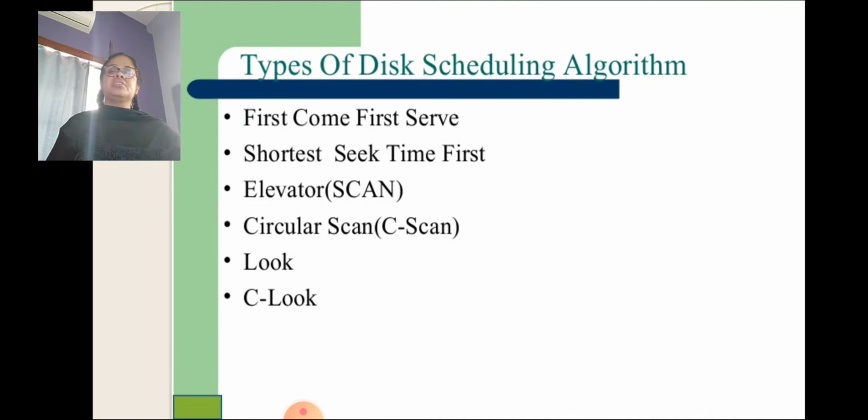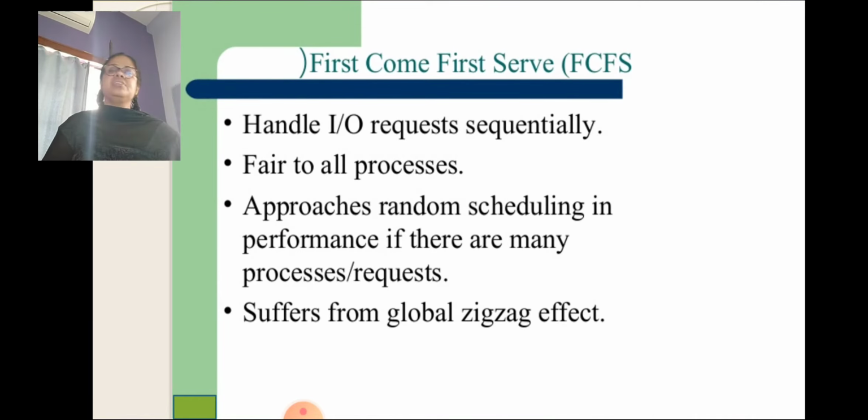Now, the types of disk scheduling algorithms: FCFS, shortest seek time first, SCAN or elevator, circular SCAN or C-SCAN, LOOK, and C-LOOK. FCFS scheduling: the simplest form of disk scheduling is of course the first come first served algorithm. This algorithm is intrinsically fair, but it generally does not provide the fastest service.